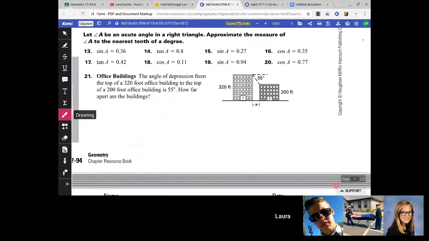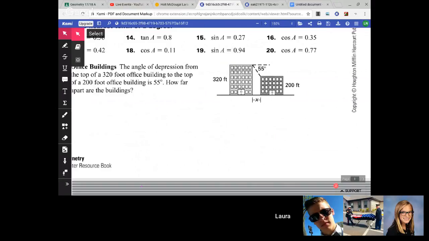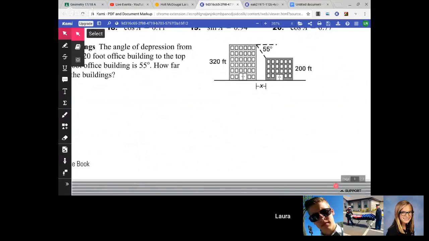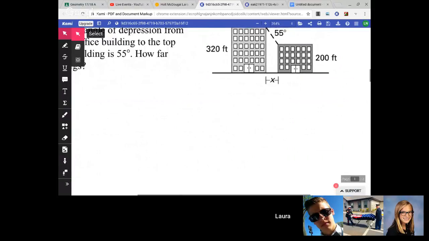All right, number 21: the angle of depression from a 320-foot building to the 200-foot building is 55. So they're showing you that dashed angle up there is 55. How far apart are the buildings? You're trying to find X. So in this problem so far, there's no triangles. That's not good. The whole chapter is about triangles. So you need to make a triangle, and you have to piece together this information to get your triangle. That's why I was trying to make it bigger. Everything's labeled on the picture, so we really just need the picture.